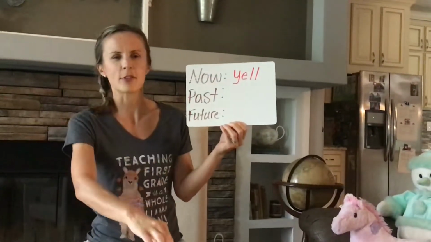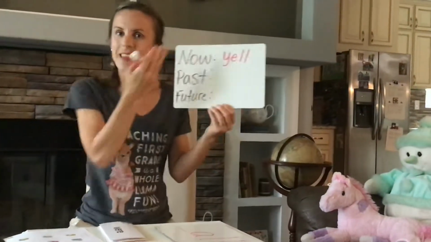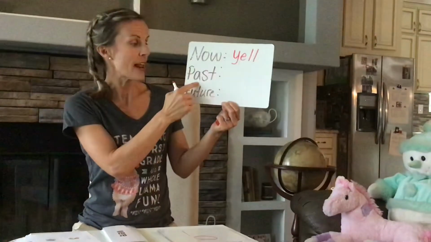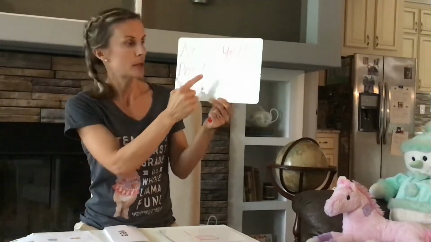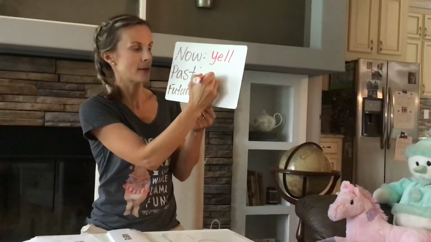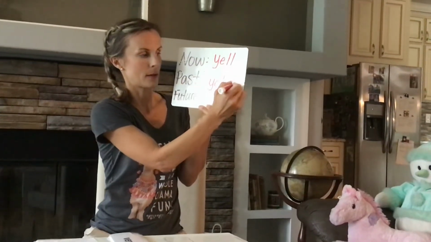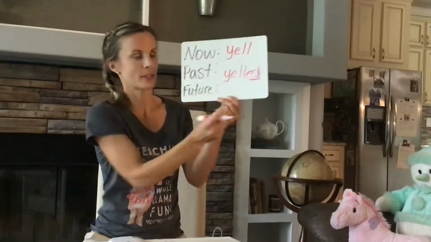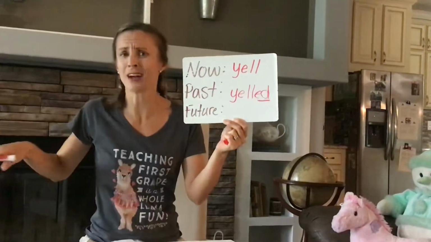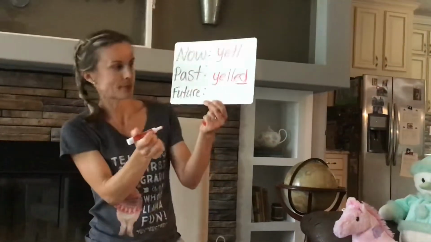But what happens if unicorn already did it? Like, she's not doing it anymore. It was in the past. Think about what the verb would say if it happened in the past. Yell means now, but if it already happened, we would write yelled with an ED. ED means it's already happened. It's done with, it's over with. Unicorn is not yelling anymore right now.